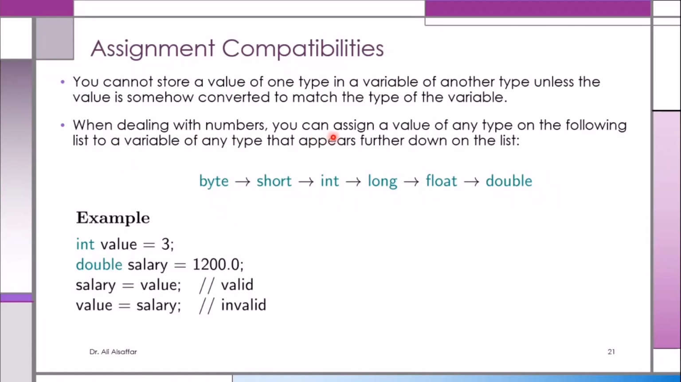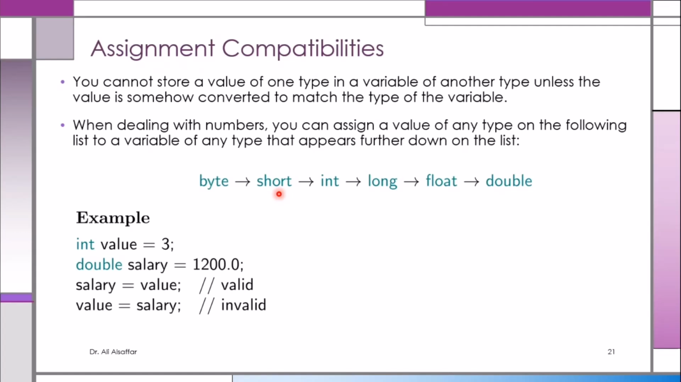When dealing with numbers, you can assign a value of any type on the following list to a variable of any type that appears further down on the list. Further means far away. See the arrow? It's going from left to right. That means you can move any data type in the list to any data type to its right. So you can move, for example, short into integer. You can move short into float. You can move byte into double. As long as the smaller value is on the right hand side of the equal sign, then it is compatible.